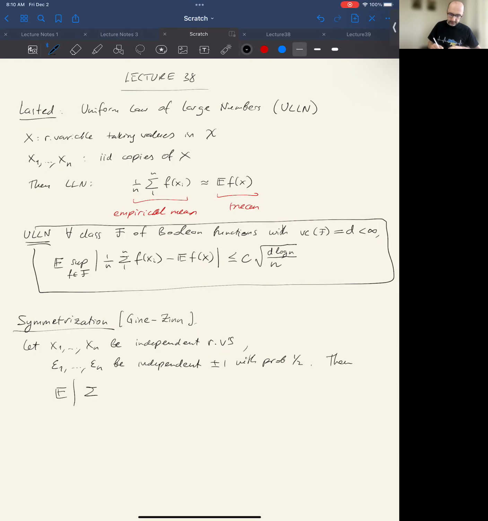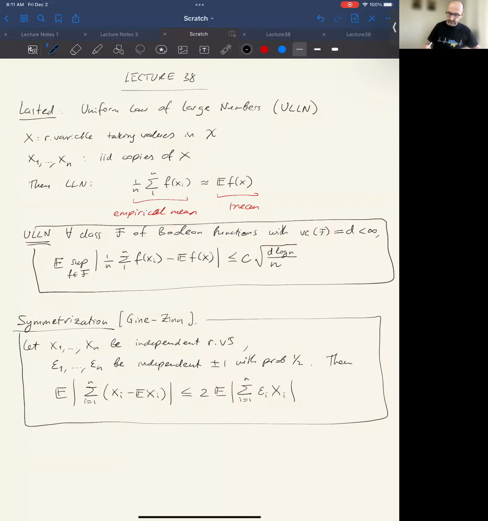Then, suppose you want to bound the sum of independent random variables that have mean zero. So I subtract the means just to make it a mean zero situation. It is bounded, up to a factor 2, by the sum where you just flip the signs, epsilon i times Xi, just like this, instead of subtracting the expected value.